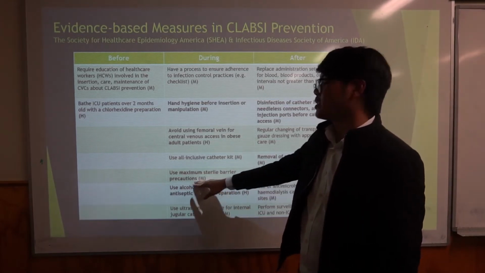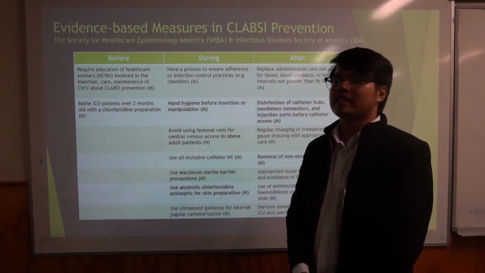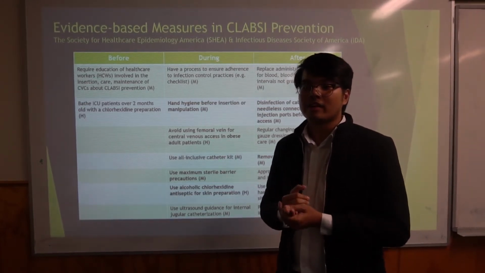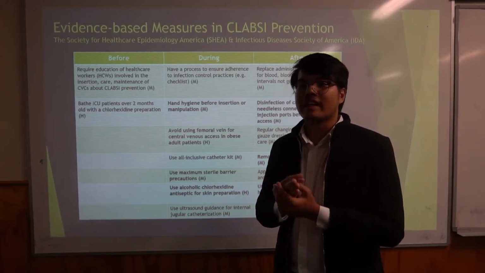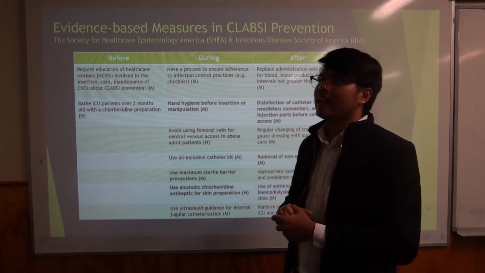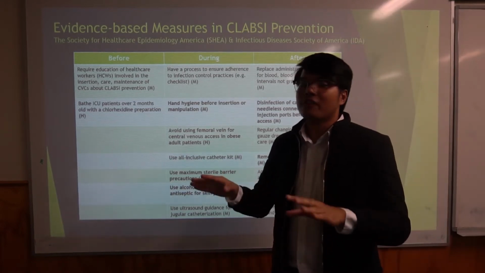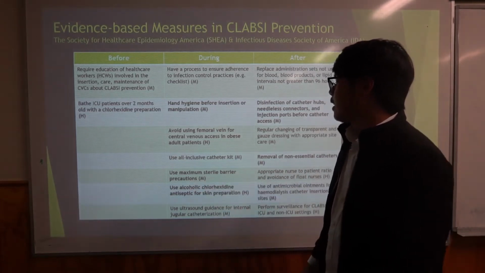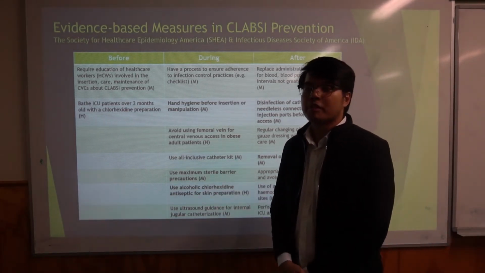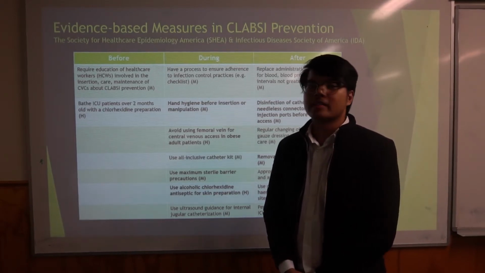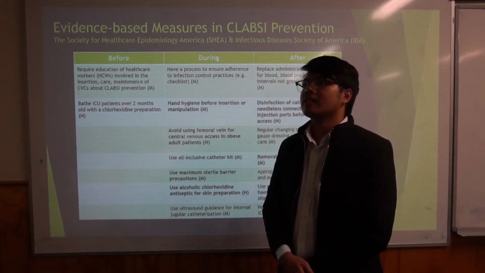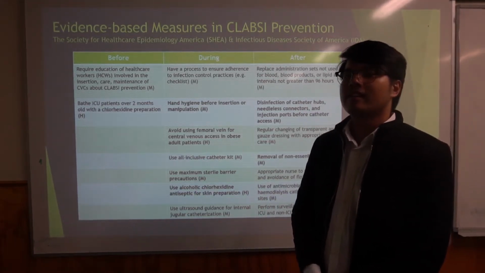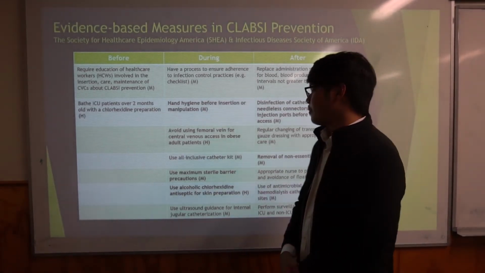Maximum sterile barrier precaution. Maximum sterile barrier precaution means that the healthcare worker should don a sterile gown, sterile gloves, a face mask, and a hair cap. And the patient should be covered by a sterile drape to ensure the maximum sterile barrier precaution. Alcoholic chlorhexidine antiseptic for skin preparation. Before catheter insertion, the doctor should apply an alcoholic chlorhexidine solution in order to clean the insertion site. This should be allowed to air dry.